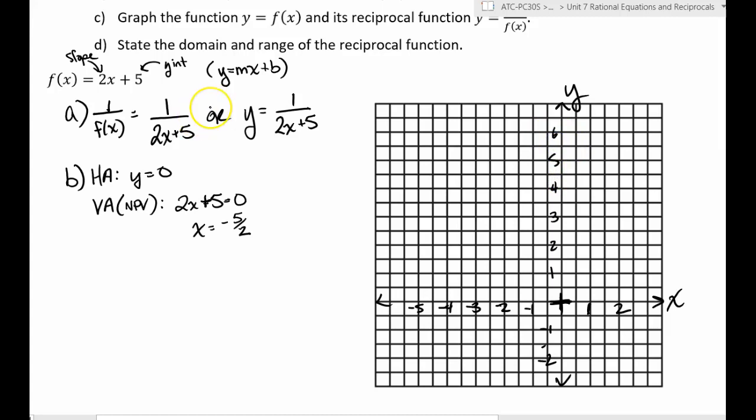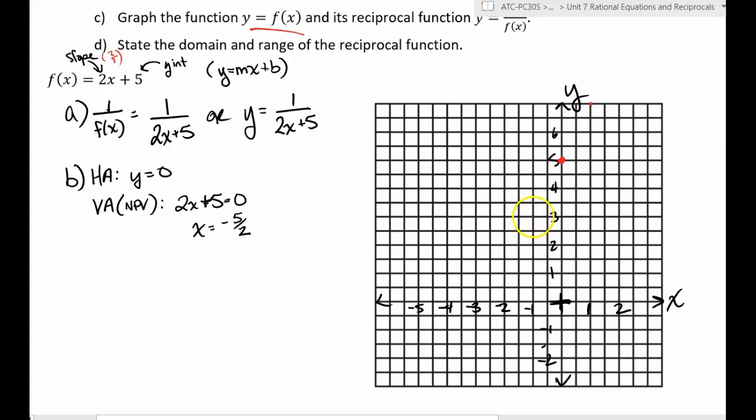Okay, from here you can make a table of values, or you can use your sense of linear relations, whichever one. I'm going to graph my original function f of x in red again. So I've got my y-intercept at positive 5, and my slope is up 2 over 1. Remember, rise over run. So up 2 over 1 takes me off my graph, so that's not super helpful. So I'm going to go backwards.